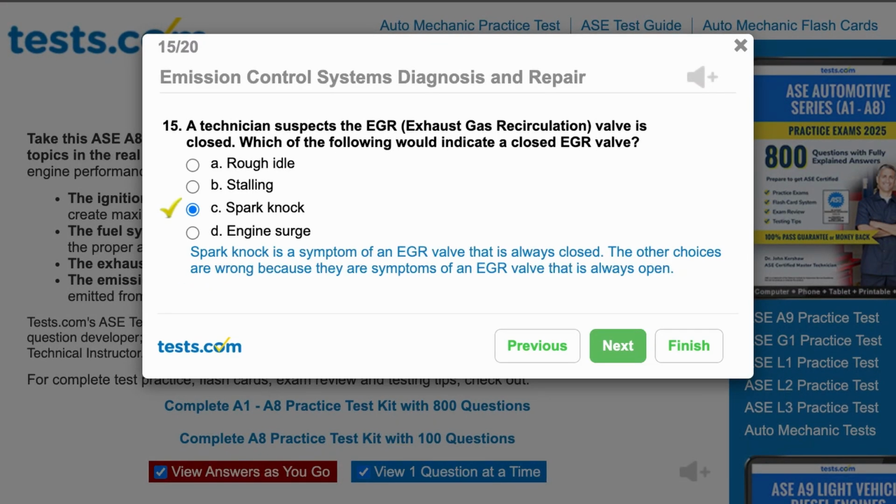C. Spark knock. Spark knock is a symptom of an EGR valve that is always closed. The other choices are wrong because they are symptoms of an EGR valve that is always open.